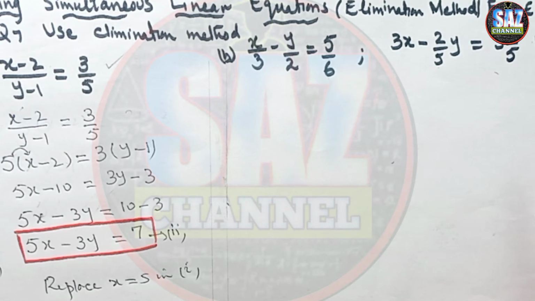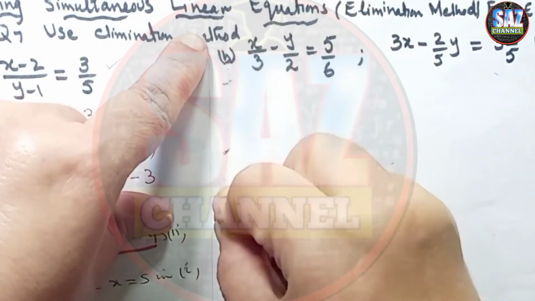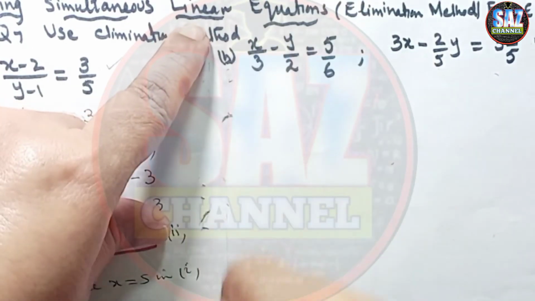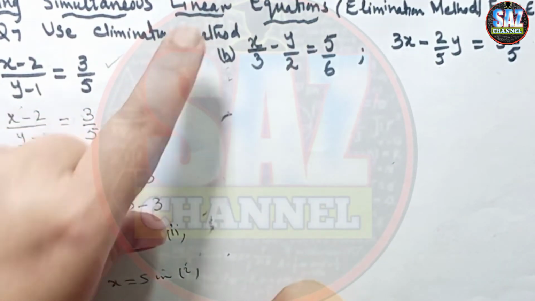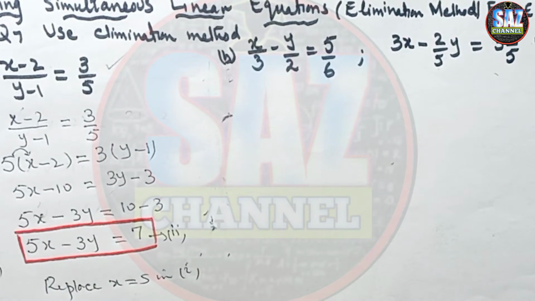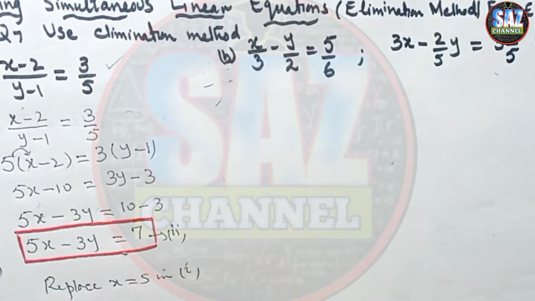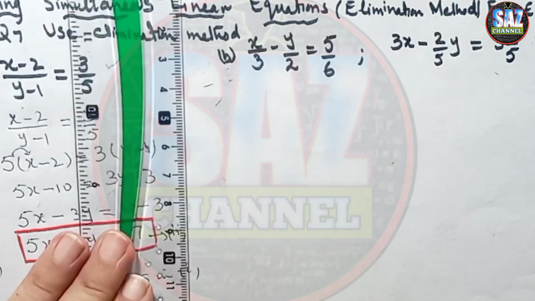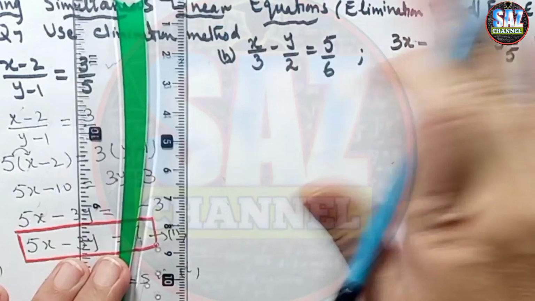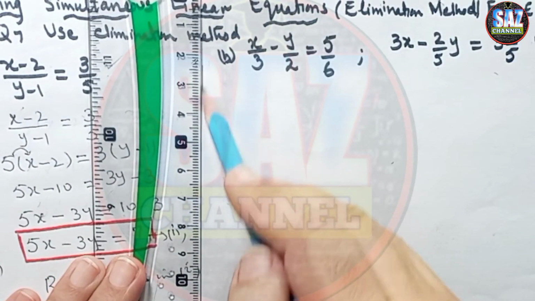Equations are correct. Now, in order to solve the question by elimination method, first of all, we have to make the equations free from this fraction by taking the LCM. And now let me get more space for this question because I need more space.